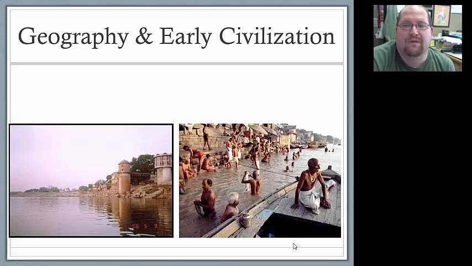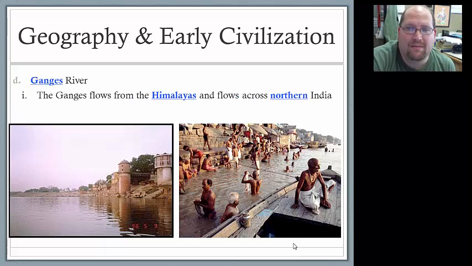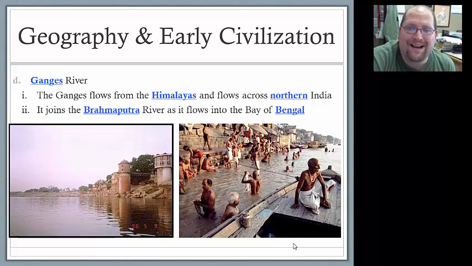Another of the major rivers is the Ganges River. The Ganges flows from the Himalayas and across northern India. Going down the Ganges, it eventually joins the Brahmaputra River and flows into the Bay of Bengal to the south, which leads obviously to the Indian Ocean.